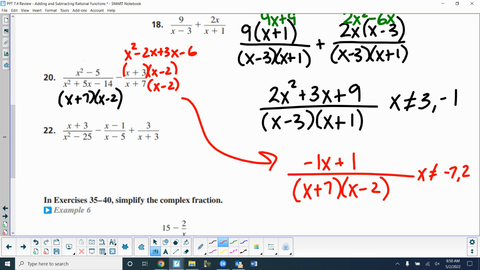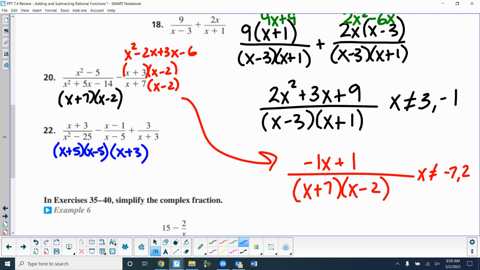22, you'd have to factor that difference of squares. What does x squared minus 25 factor into? Plus or minus 5. Right. Okay? So what shows up is a plus 5, a minus 5, and a plus 3, right? So that's my common denominator, all three of those.